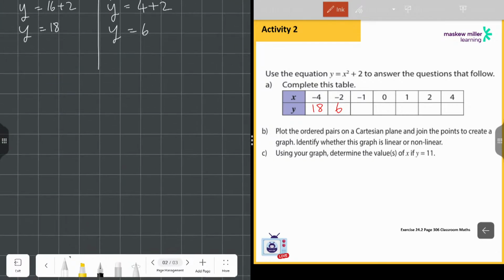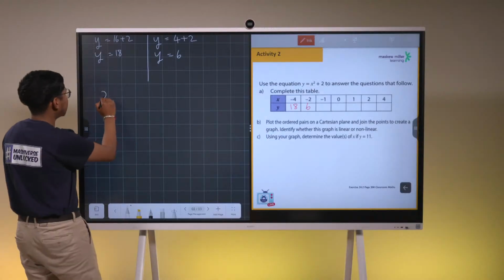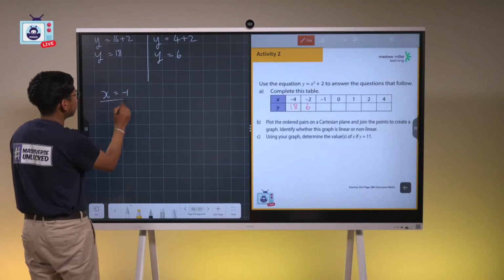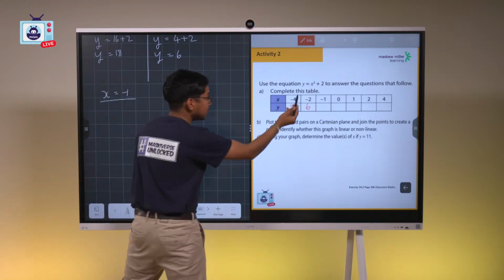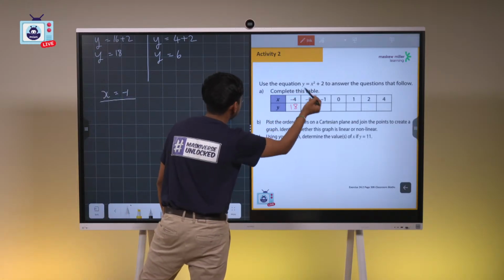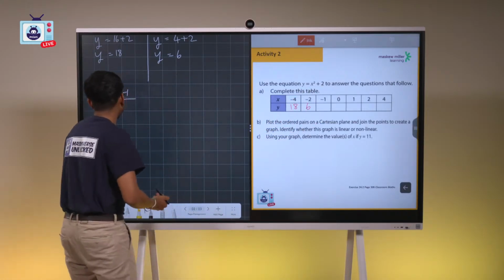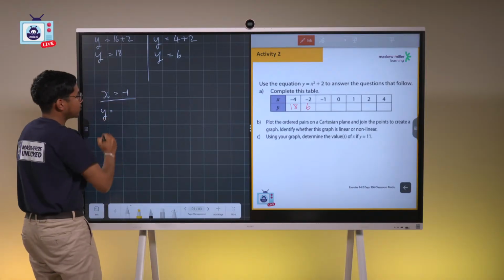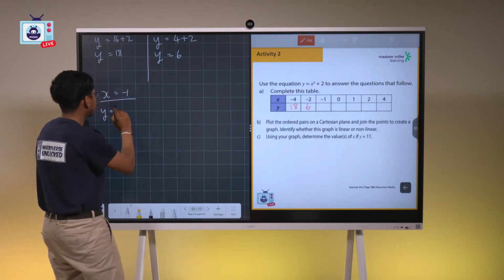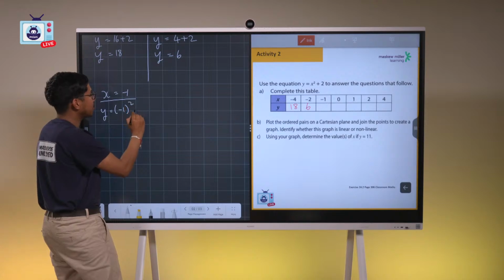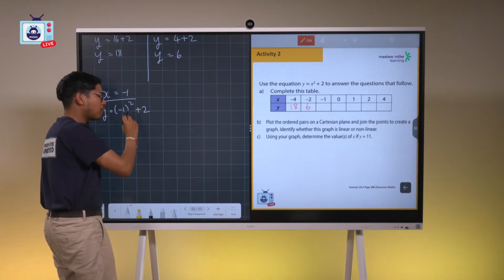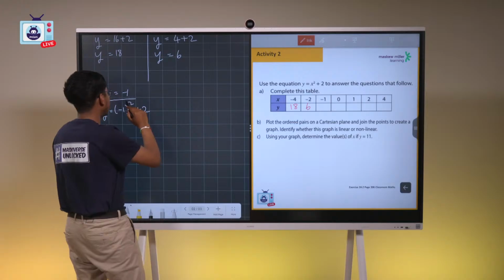Let's move on. So my next x value is -1. So remember, I'm using my equation. This equation is everything I need to complete this table. So I have y is equal to, so x is -1, so I have -1 squared plus 2. -1 squared is not 2. It means, I'm going to do this.